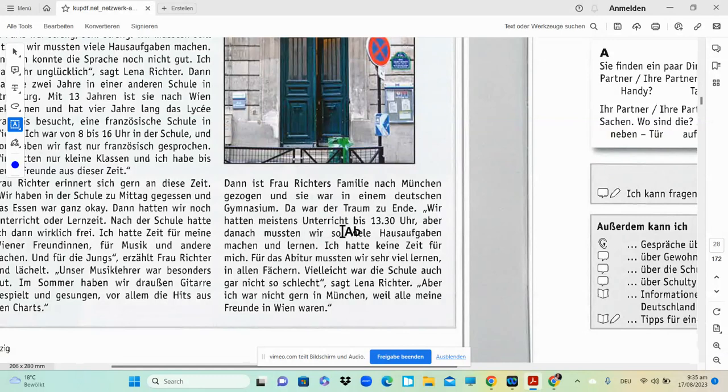Wir hatten meistens Unterricht bis 13, halb 14 Uhr, aber danach mussten wir viele Hausaufgaben machen und lernen. Ich hatte keine Zeit für mich. I didn't have time for me. Für das Abitur mussten wir sehr viel lernen. I had to learn a lot in all subjects. Vielleicht war die Schule auch gar nicht so schlecht, but the school was not so bad, sagt Lina Richter. Aber ich war nicht gern in München, weil alle meine Freunde in Wien waren. So I was not happy in Munich. Why? Because all of my friends were in Wien.